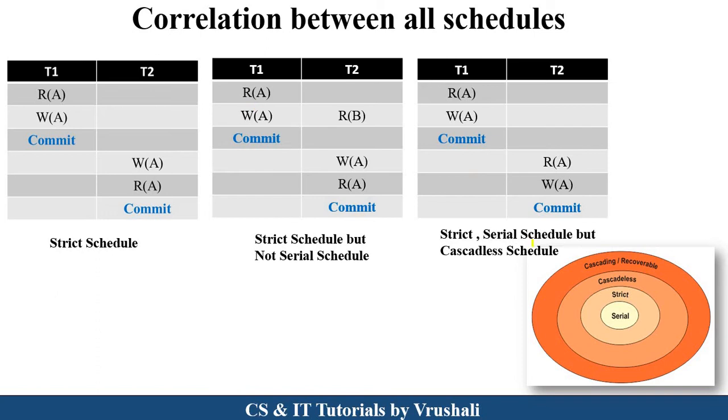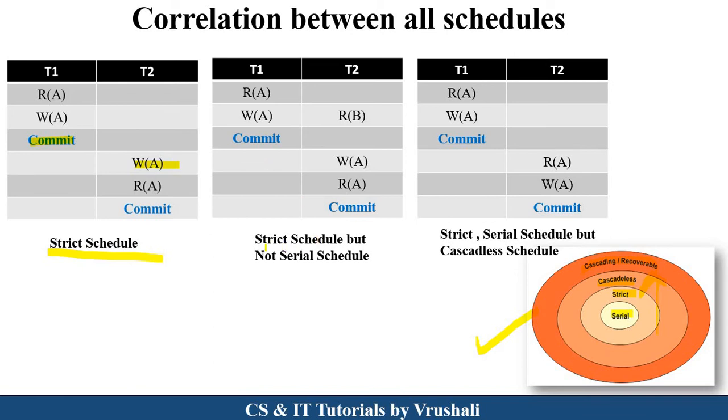Now see here, there is a correlation between all the schedules. See here in this particular diagram, this diagram is very important. This diagram indicates that every serial schedule is a strict schedule, every serial and strict schedule is a cascadeless schedule, and every serial, strict and cascadeless schedule is a recoverable schedule. So this part moves in the upward direction. Clear? So how? See here. First, there is your strict schedule. Strict schedule means after T1 commits, write operations are performed in T2. This is called a strict schedule, right?